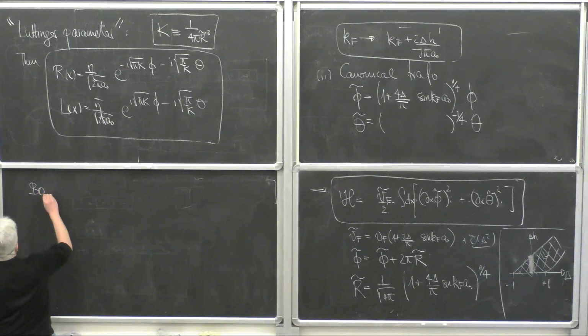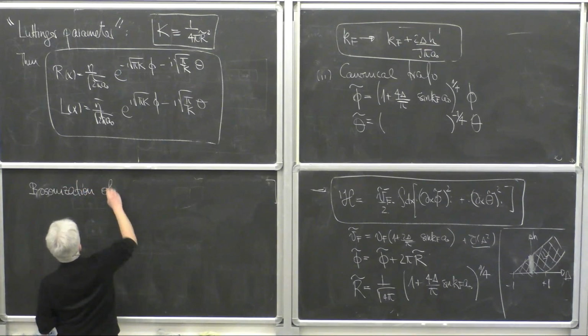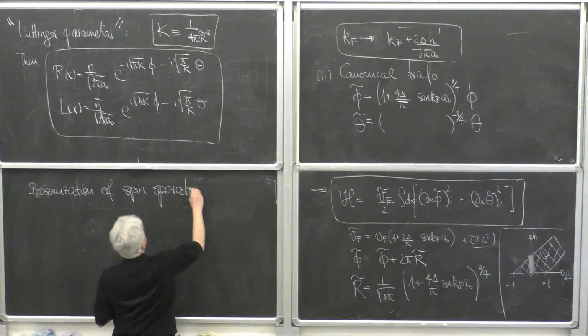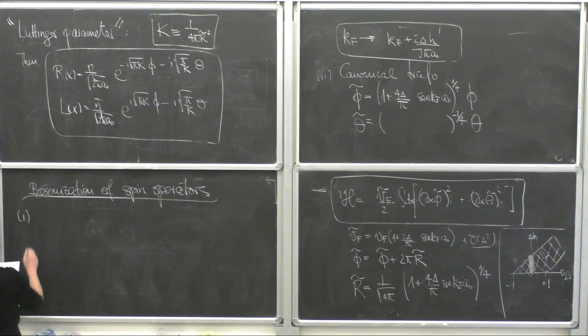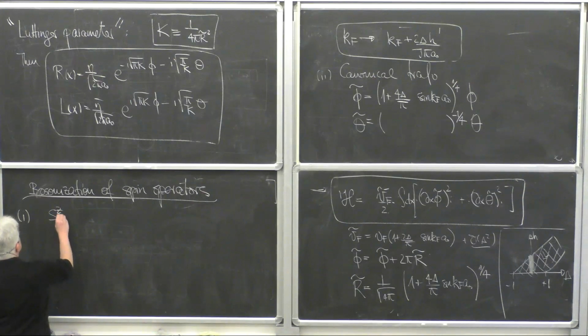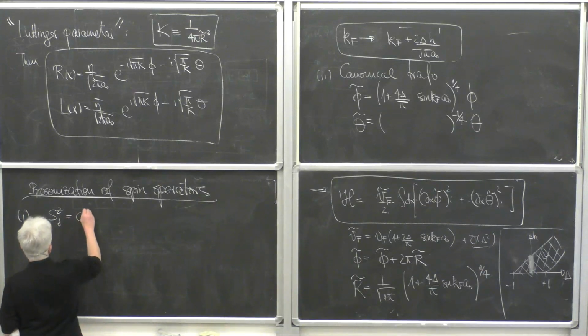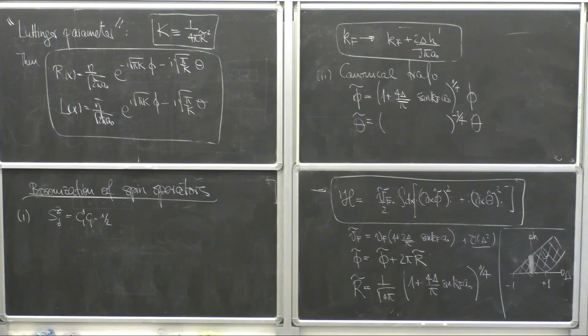Okay, so the next one is bosonization of spin operators. There's an easy part and a difficult part. The easy part is S^z_j, because S^z_j is actually local in the fermions. This was c^\dagger_j c_j minus a half.